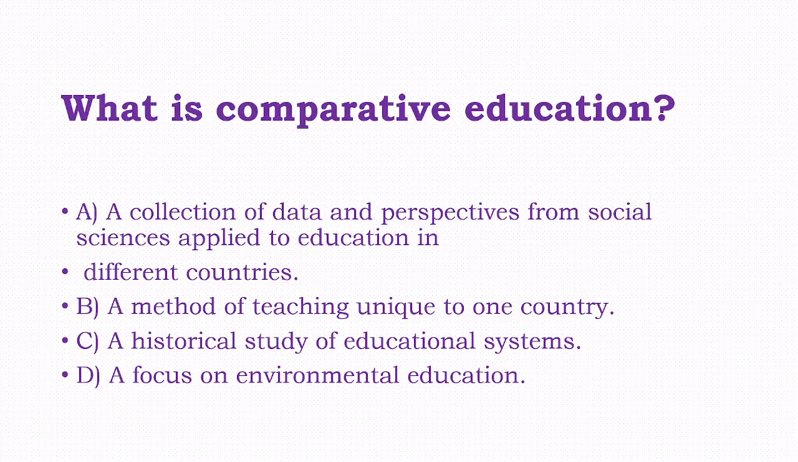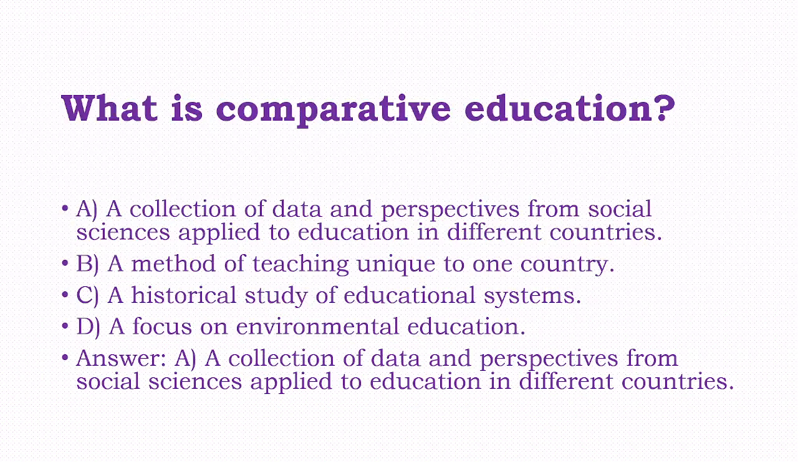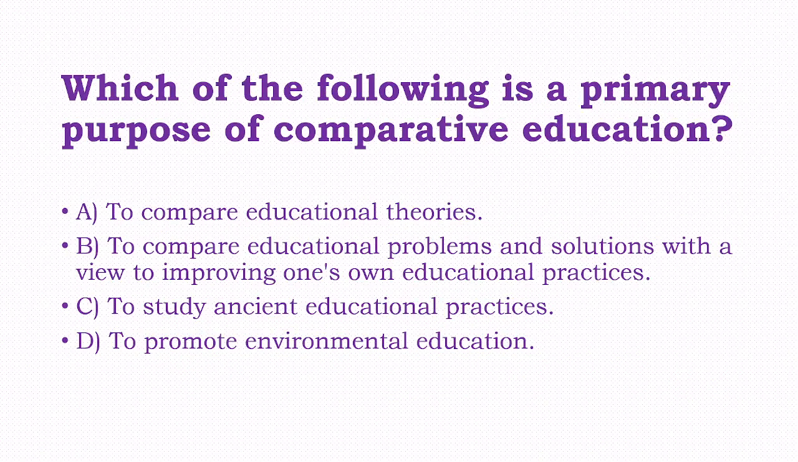What is comparative education? Options: a collection of data and perspectives from social sciences applied to education in different countries, a method of teaching unique to one country, a historical study of educational systems, a focus on environmental education. The answer to this question is option A, that is a collection of data and perspectives from social sciences applied to education in different countries.